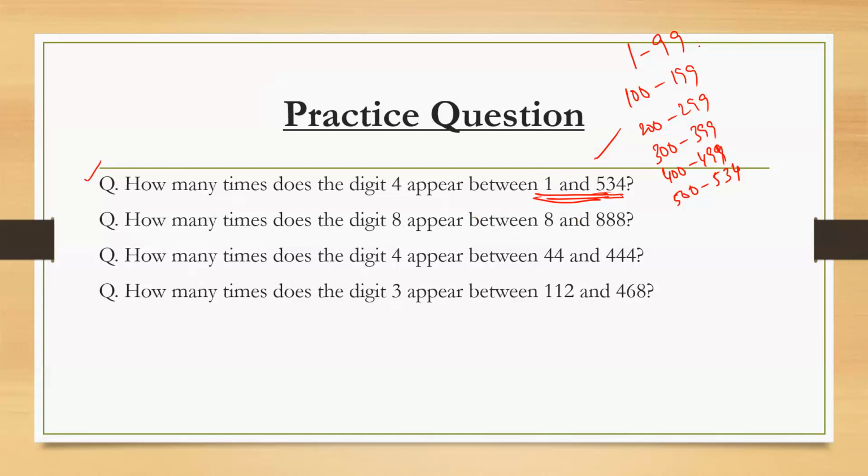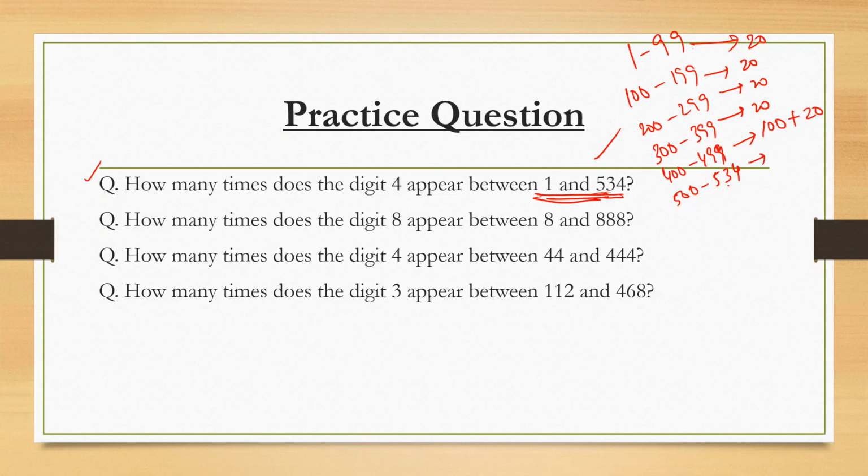So what we have here, the digit 4 appears. We know here it's 20 times. It's completing the entire cycle. Here it is 20. Here it is 20. Here it is 20. Here we have from 400 to 499. The digit 4 appears 100 times in the hundreds place. In the tens and units place, it will appear 20 times.